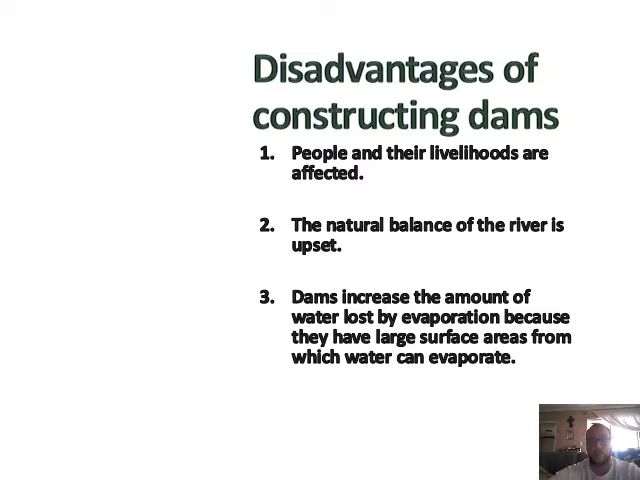Dams increase the amount of water lost by evaporation, because they have large surface areas from which the water can evaporate. It's almost like having a bottle where only the top is open and only that can evaporate, versus if you cut the top off the bottle and you just allow all the water to escape as it feels fit. The amount of evaporation is absolutely insane, which means that we're ultimately going to lose a lot of the water that we have put in a dam. So as useful as a dam is to hold our water, we're also going to lose a lot of it.